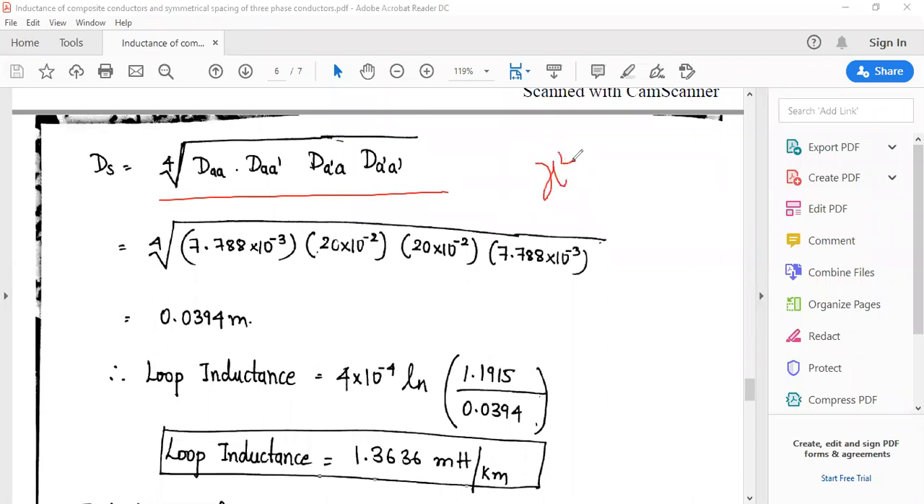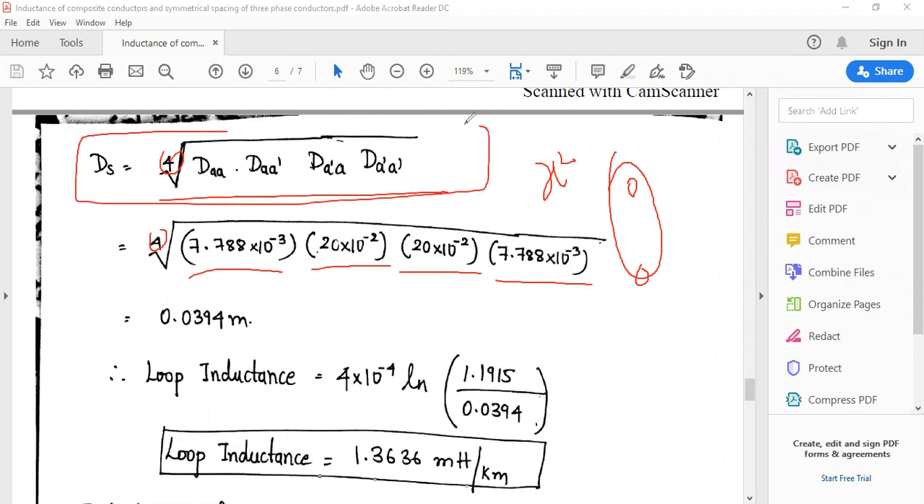So that is x squared that is being present there. So that is 2 squared, you can write it as 4. So you can write it as DAA, DAA dash, DA dash A, and DA dash A dash. So that is A, that is within the one single conductor, you can calculate the self GMD or geometric mean radius. So this is Ds, which is 0.0394 that is being present there.